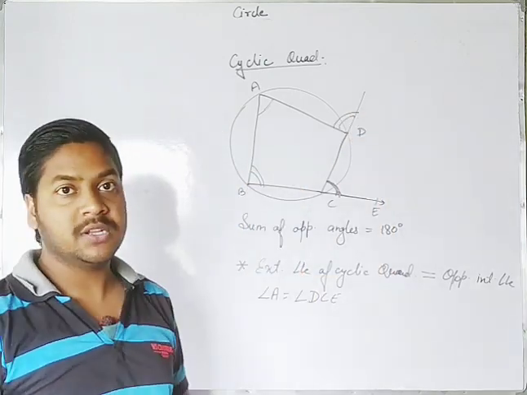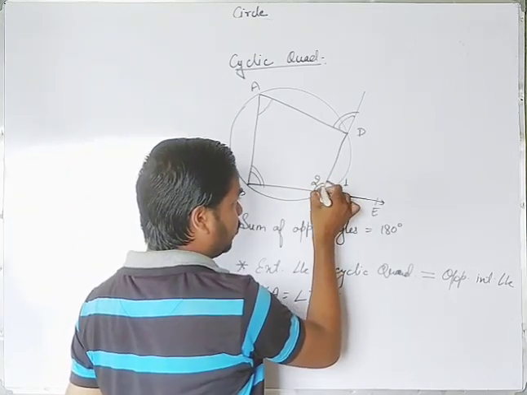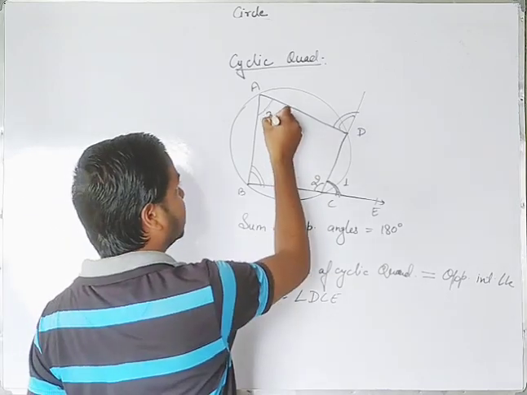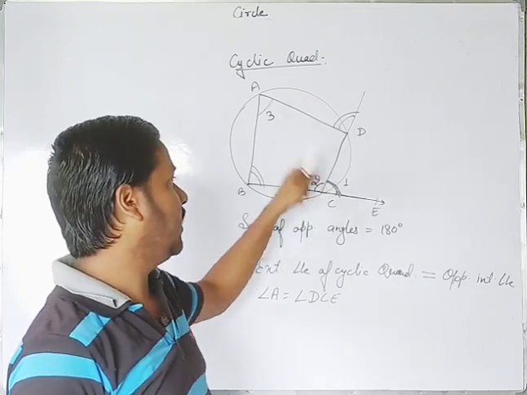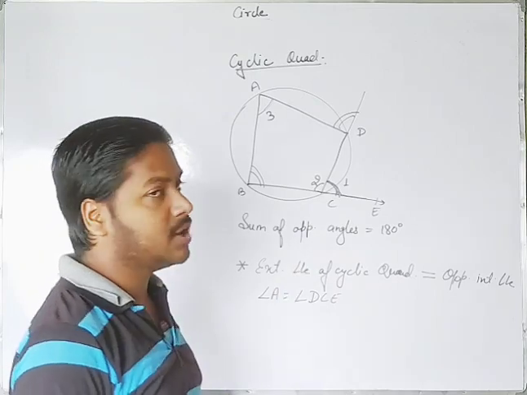How to prove this one? Simple way. By linear pair, 1 plus 2 is equal to 180. And according to the first property, 2 plus 3 is equal to 180. Hence, on cancelling 2 from both, 1 is equal to 3. Both will be equal. So I think you have understood this theorem also.